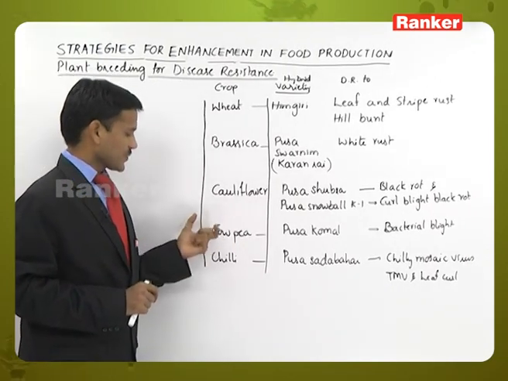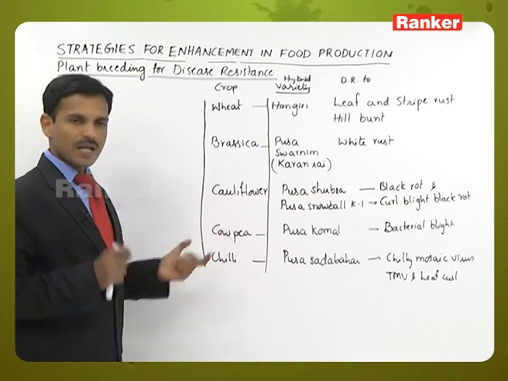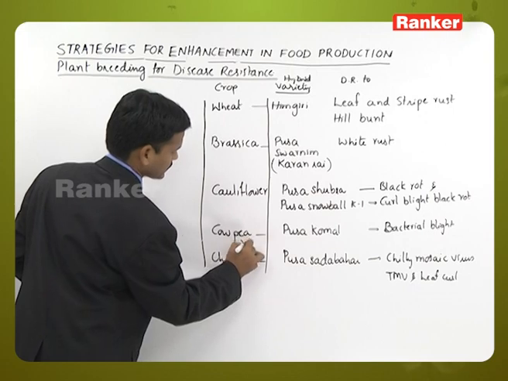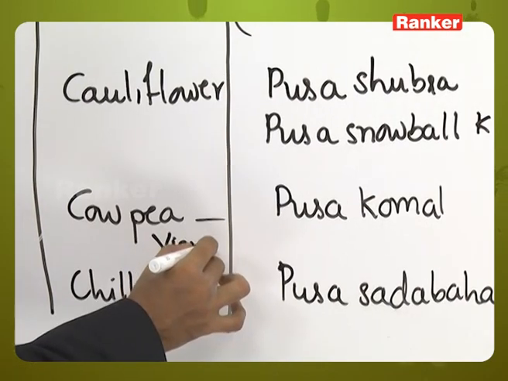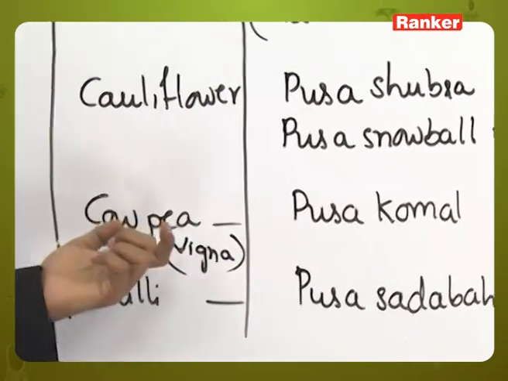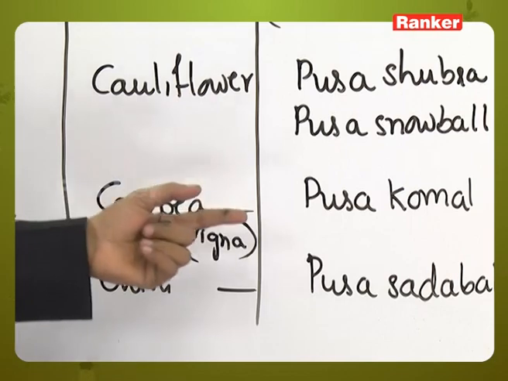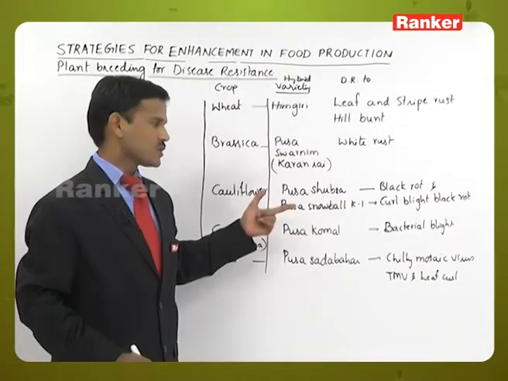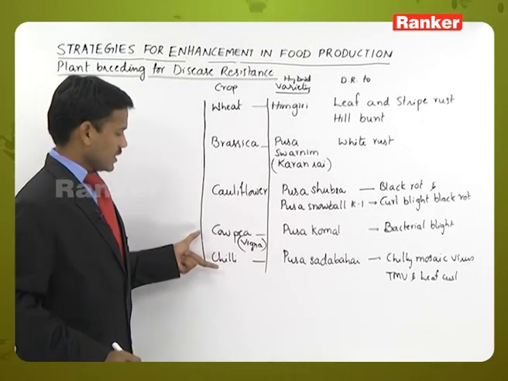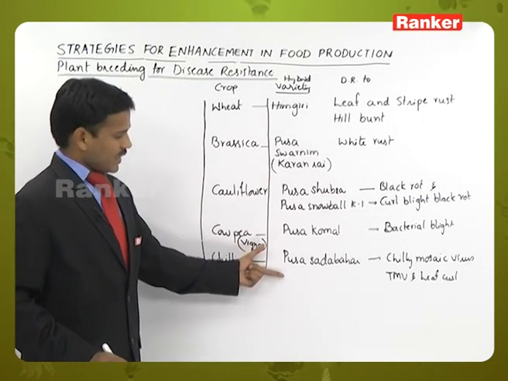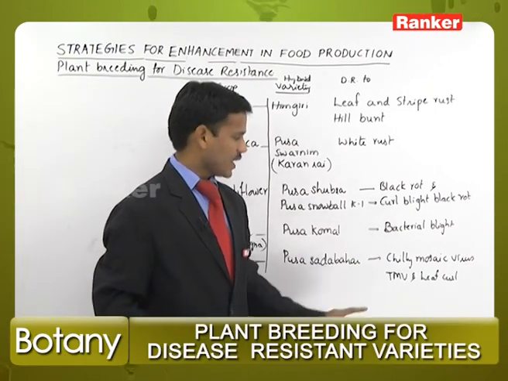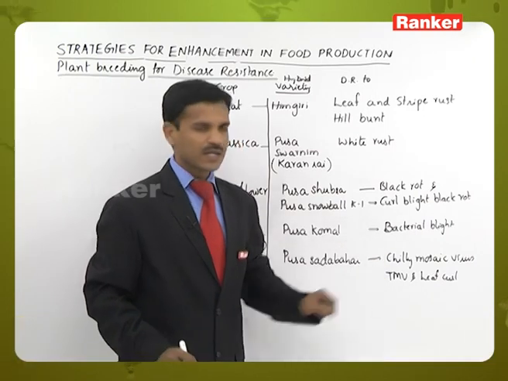And cowpea, the Vigna plant, scientific name Vigna unguiculata. The variety Pusa Komal shows resistance to bacterial blight. And chili, the variety Pusa Sadabahar, shows resistance to chili mosaic virus, tobacco mosaic virus and leaf curl.